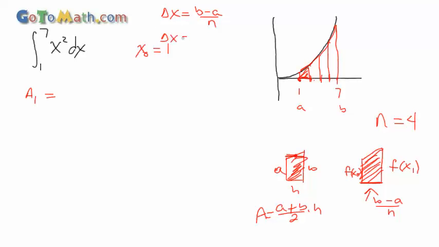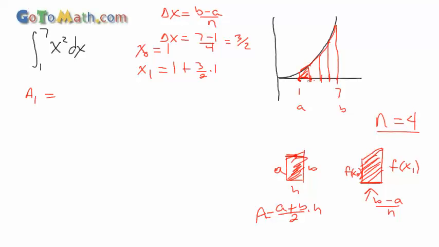So delta x is equal to 7 minus 1 divided by, and remember what n is, that's going to be 4 subintervals, 1, 2, 3, 4. So this would be divided by 4, and then this all breaks down to 3 halves. So x of 1 is equal to 1 plus 3 halves. Now you can say times i right here, and i would actually be 1. So this would be for the first subinterval.